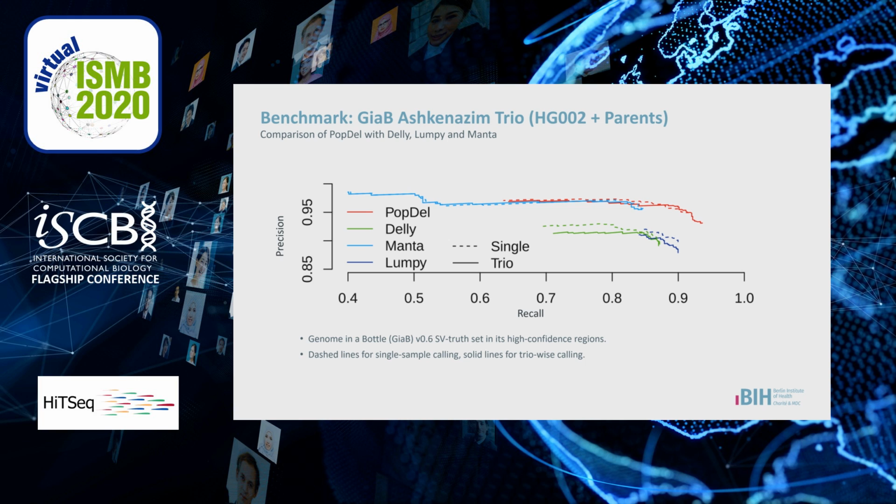For our first comparison, we took the Genome in a Bottle Ashkenazim trio and measured precision and recall in single sample calling on the Ashkenazim son and trio-wise calling. The plot shows that PopDel achieved the highest precision together with Manta, while maintaining a higher recall than all other tools. Also, you can see that Delly and Lumpy suffer from a loss of precision when switching from single sample calling to trio-wise calling. For Manta and PopDel, this effect is basically not present or very small.